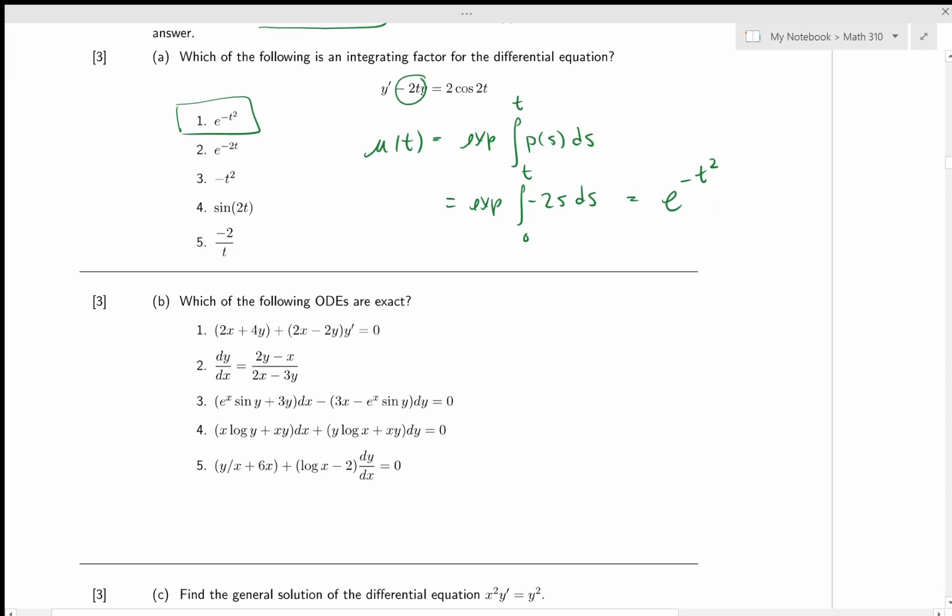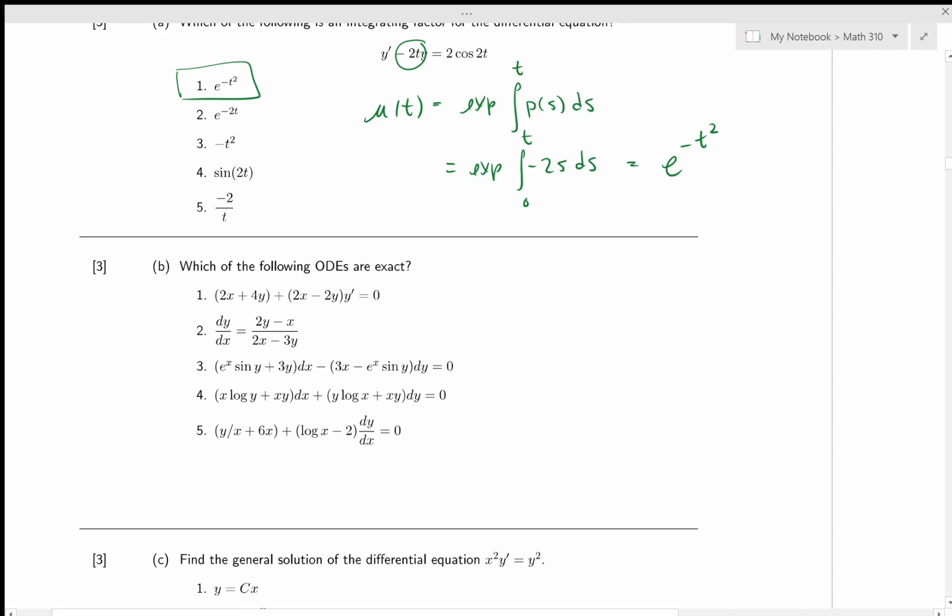Next question: finding which of these ODEs are exact. When it says "which of the following," that of course means there could potentially be more than one, so all of them have to be checked.